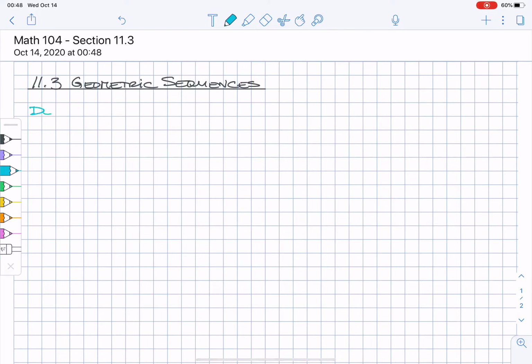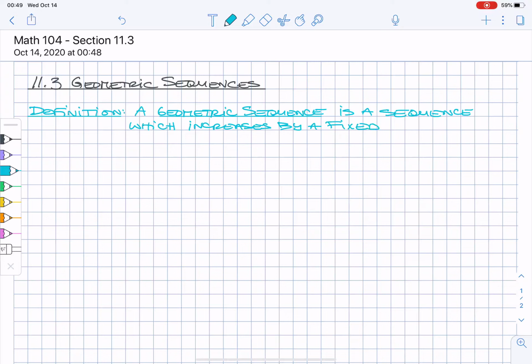Okay, so definition. A geometric sequence is a sequence which increases by a fixed ratio, as opposed to a fixed distance, a fixed ratio r between subsequent terms.